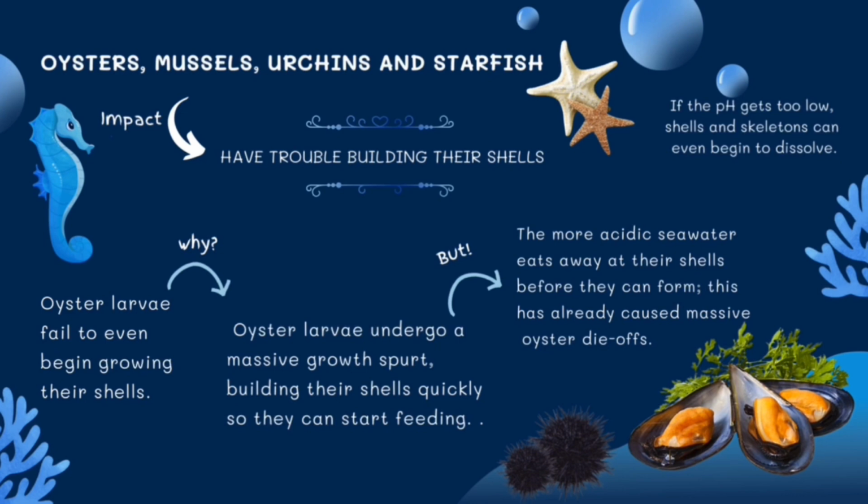It begins when oyster larvae fail to even begin growing their shells. Why? Because oyster larvae undergo a massive growth spurt, building their shells quickly so they can start feeding. But the more acidic seawater eats away at their shells before they can form. This causes massive oyster die-off. As we know, if the pH gets too low, which is acidic, shells and skeletons can even begin to dissolve.